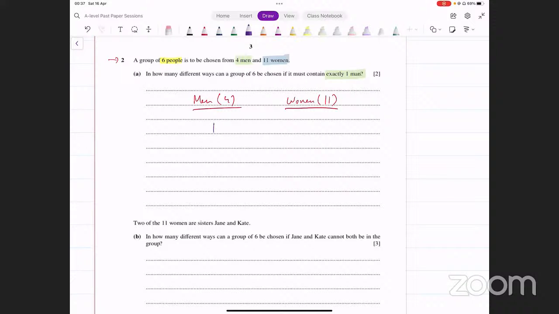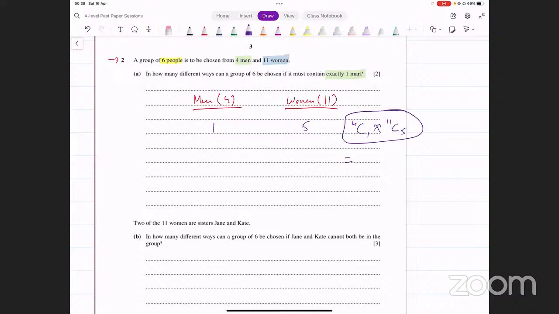So there's only one man. How many women do we need then? 6 people total होने चाहिए. So we need 5 women. What does that give you? That gives you 4C1. In 4 में से एक बंदा choose करना है. And then out of 11 women, we need 5 women. So 4C1 into 11C5, that's going to give you the result.